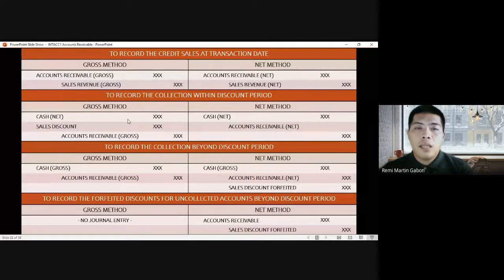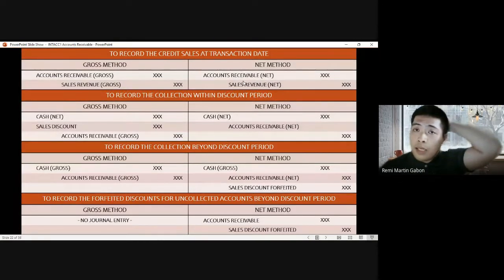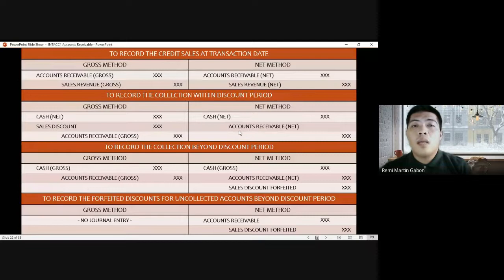But under net method, our debit to cash and credit to accounts receivable is at a net amount. The reason why we don't have any debit to sales discount is because at the moment of our recording at transaction date, accounts receivable has been debited at a net amount. So that's why we credit accounts receivable still at a net amount. That's also the reason why our debit to cash is at a net amount, assuming lahat makokolekta.